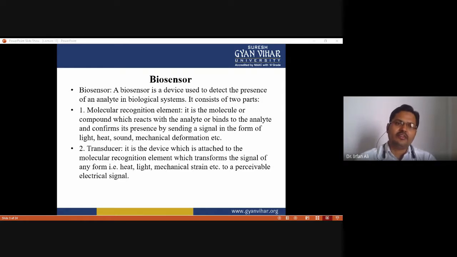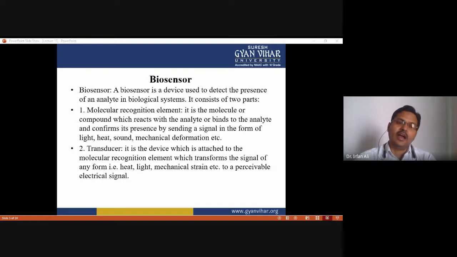If we look at the structural features of a biosensor, it consists of two main parts. One part is the molecular recognition element. This molecular recognition element is the molecule or compound that can react with the analyte or bind with the analyte and confirm its presence by sending a signal in the form of light, heat, sound, a change in temperature or any mechanical deformation.